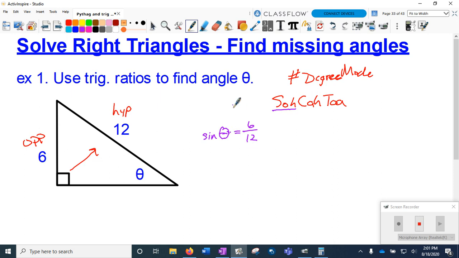What we need to understand now is if I want to figure out what theta is, if I want theta by itself, then I have to undo this trig function. Now, you've got to be careful. This is not a multiplication happening. That's not sine times theta. Sine is a function. So we want to do sine of theta, not sine times theta.